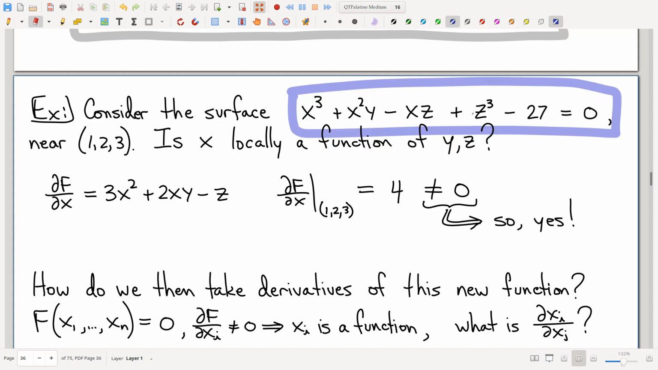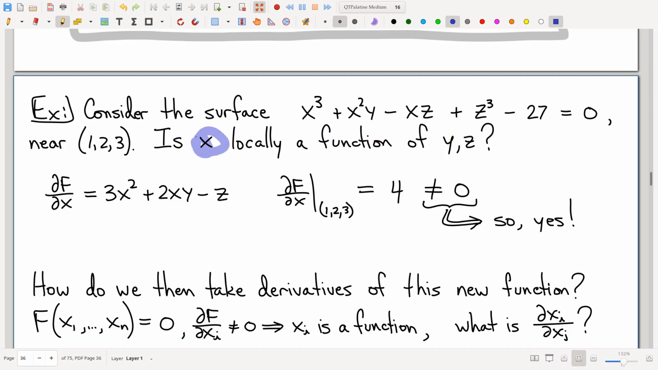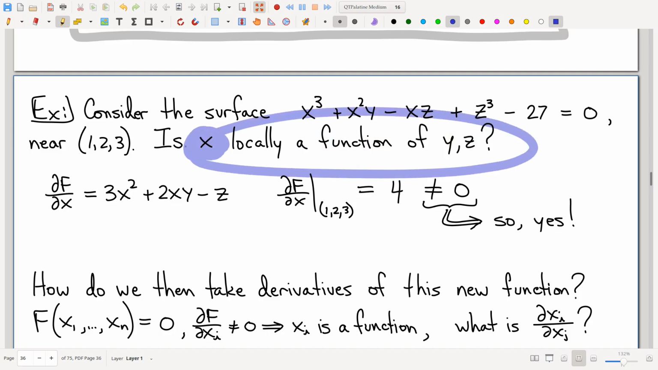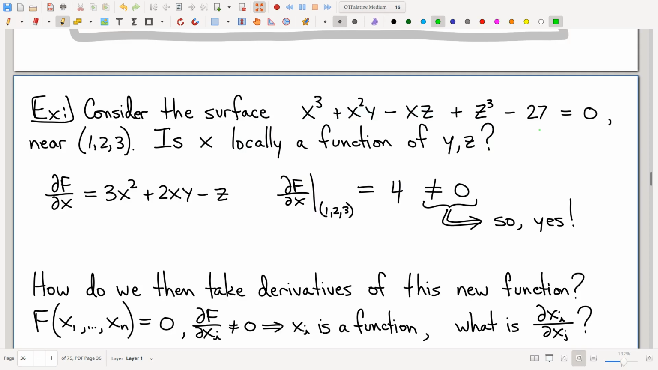And if x is a function of y and z, I can talk about what would happen if I set y equal to a constant and took a partial with respect to, let's say, z. Now, partial of x with respect to z is a reasonable question. But you've got to establish first that x is actually a function. Okay, so how do I then compute that derivative? Well, there's a couple different ways that you can go about that.